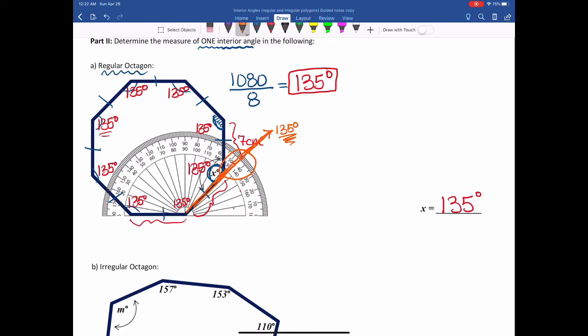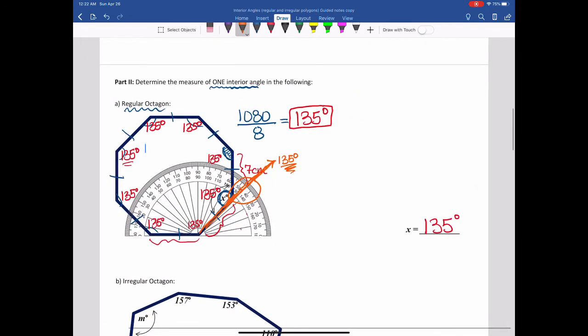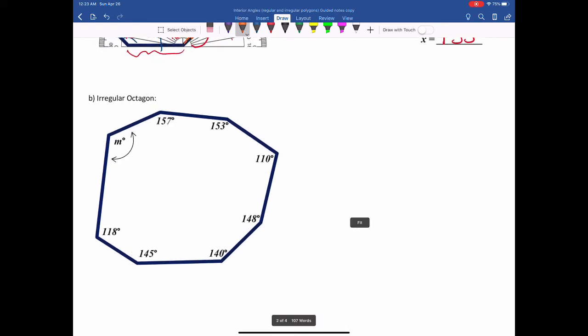So that's it. I don't expect you guys to use a protractor for these. What I expect you to do is use good solid arithmetic and good math, good understanding of the rules of angles to figure out what they are. All I'm doing here is confirming that it was 135 degrees. I don't expect you guys, like I said, to use a protractor.